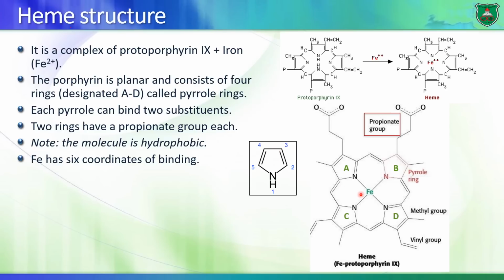Now, in the center of the heme molecule, we have an iron atom bound to it, and this iron has 6 coordinates, meaning that it can form 6 covalent bonds. 4 of them are with the heme molecule itself. And then we'll talk about the other 2 in a few minutes. The active form of heme has this iron attached to it in the center. If we remove the iron, the precursor of heme is known as protoporphyrin 9.